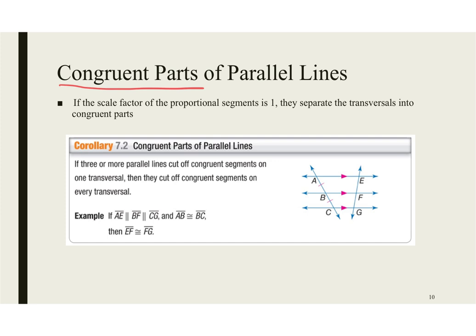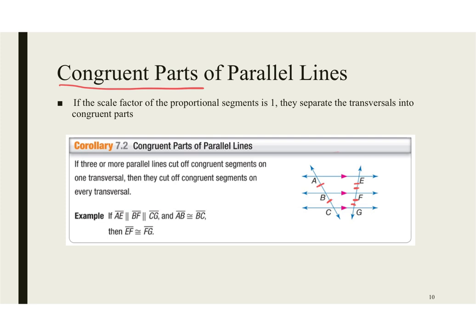What this means is, when applied to the picture that we were just looking at, I have parallel lines. They are cut by transversals. One of them is congruent. These pieces over here, AB is congruent to BC. Because they are congruent, they have a scale factor of 1. Because they are proportionate to the other side, it means this side will also have a scale factor of 1. And that's all there is to it.